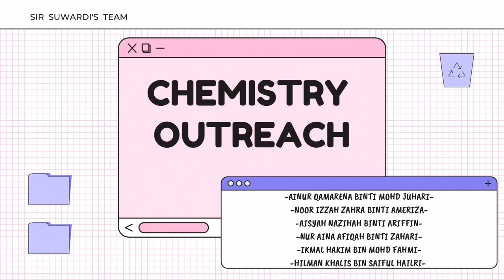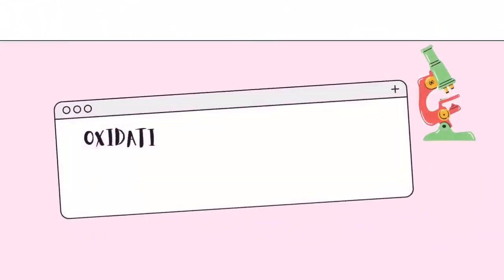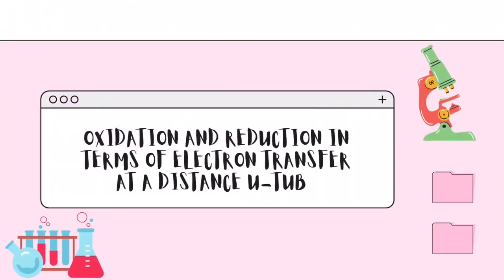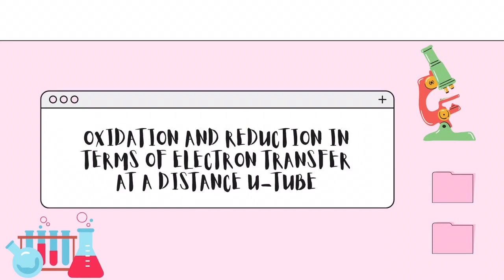So, for chemistry outreach, our group will explain one subtopic from chapter 1 from 5K SSM, which is redox equilibrium. My group decided to choose oxidation and reduction in terms of electron transfer at a distance using a U-tube.